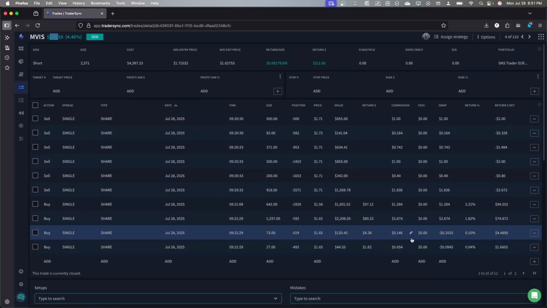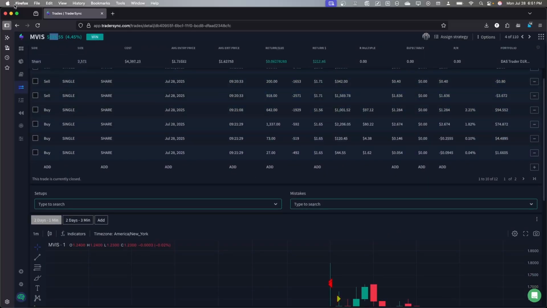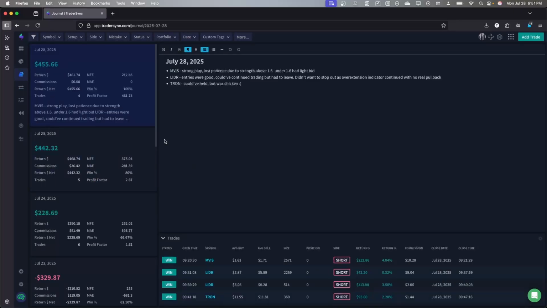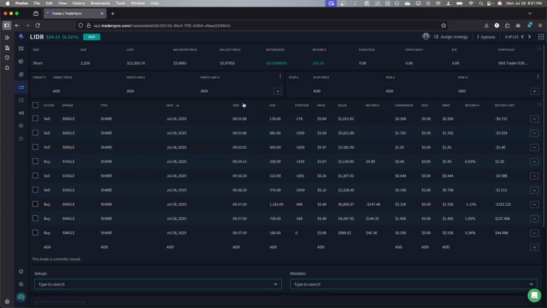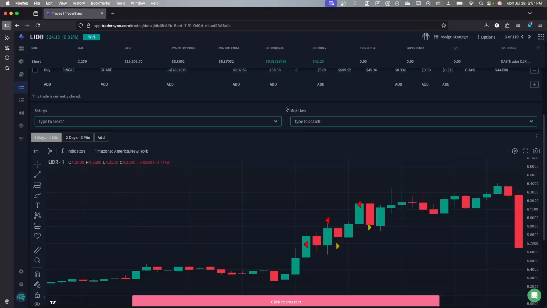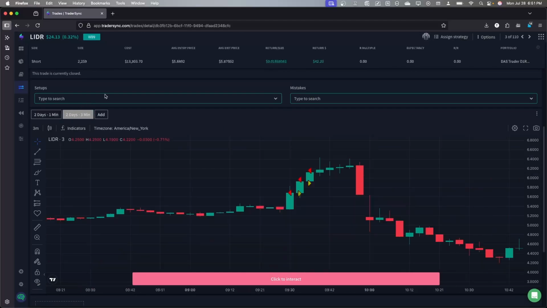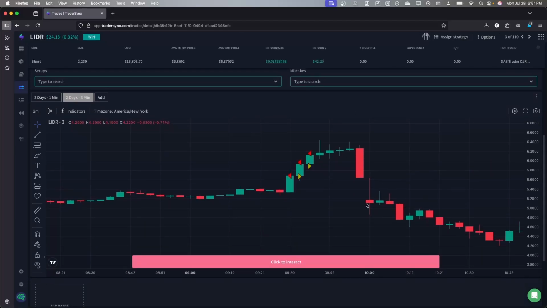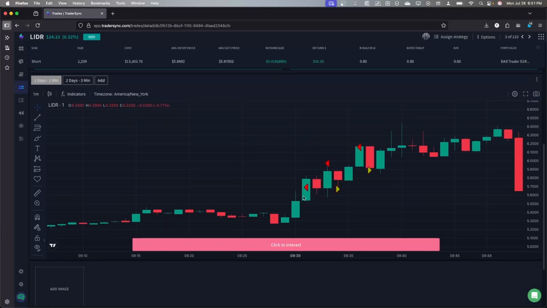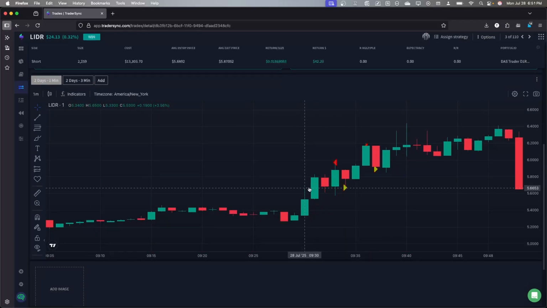So MVIS, pretty straightforward per my strategy. It started showing that overextension indication above 1.6, and then it just kept going higher, and I was waiting for momentum to slow. Then we have LIDR in this one. I would have gotten stopped out, but I was not worried about it at all because the price action wasn't dirty. It was relatively clean for what I was looking at.